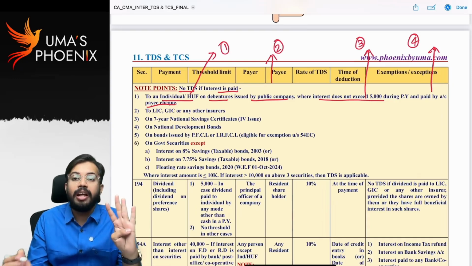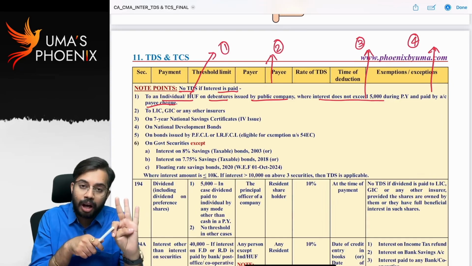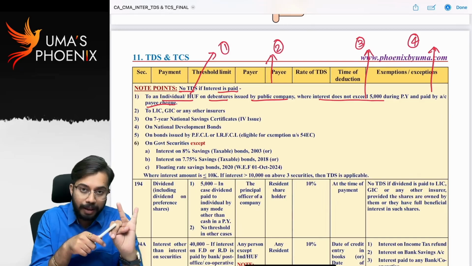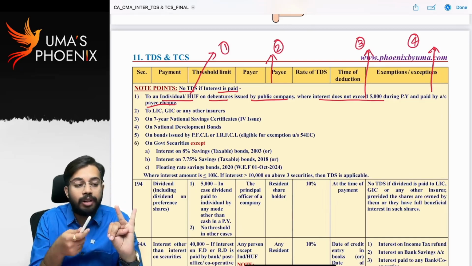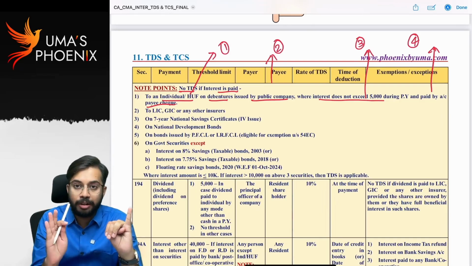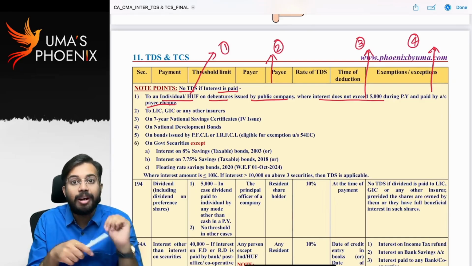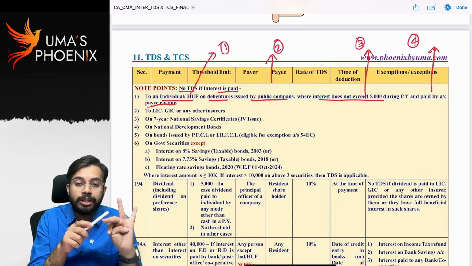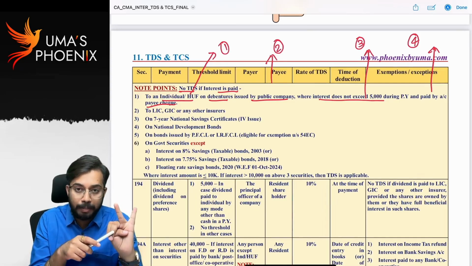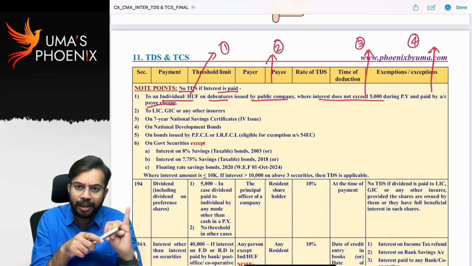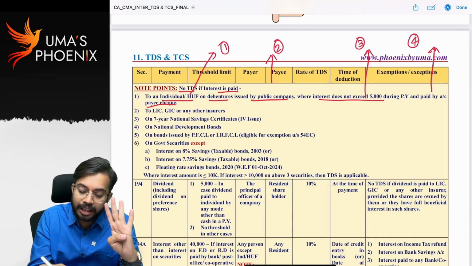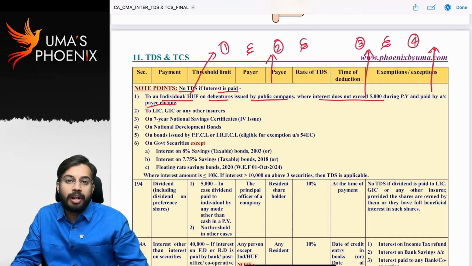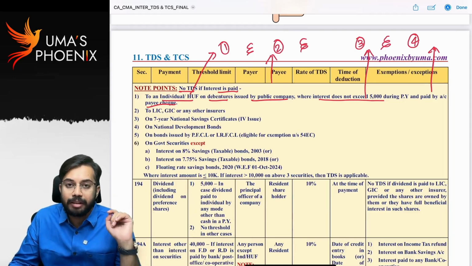What are the 4 conditions? Interest should be paid to an individual or HUF, on public company issued debentures, up to 5,000 amount of interest, and paid by way of bank transaction. If all these 4 conditions are satisfied, no TDS is required to be deducted. The conjunction is 'and': all 4 conditions are required to be satisfied, then on whatever interest is paid to an individual or HUF, no TDS is required to be deducted.